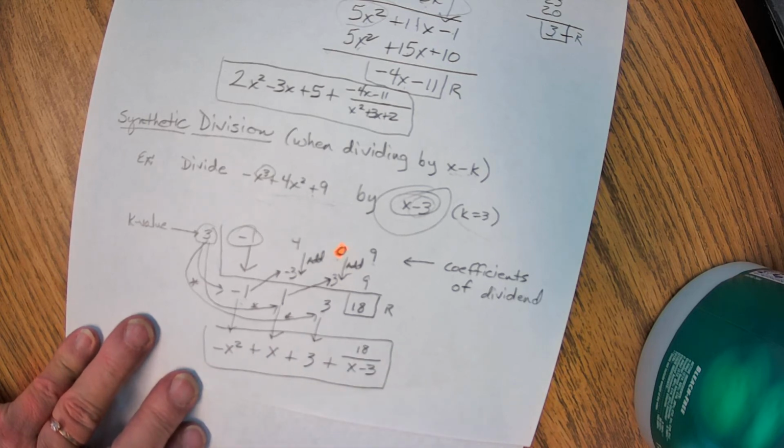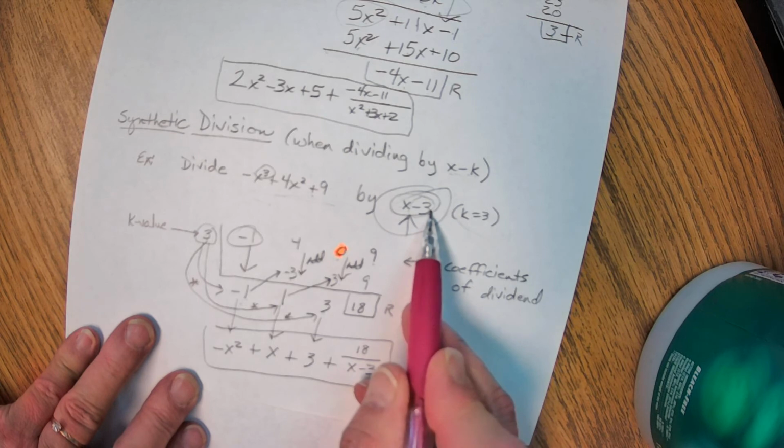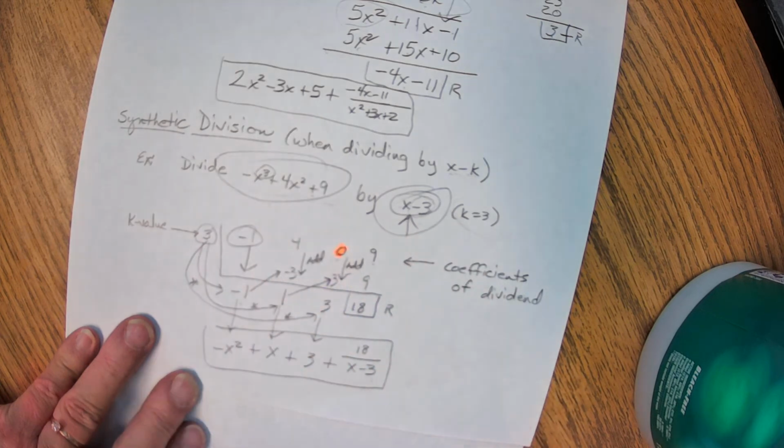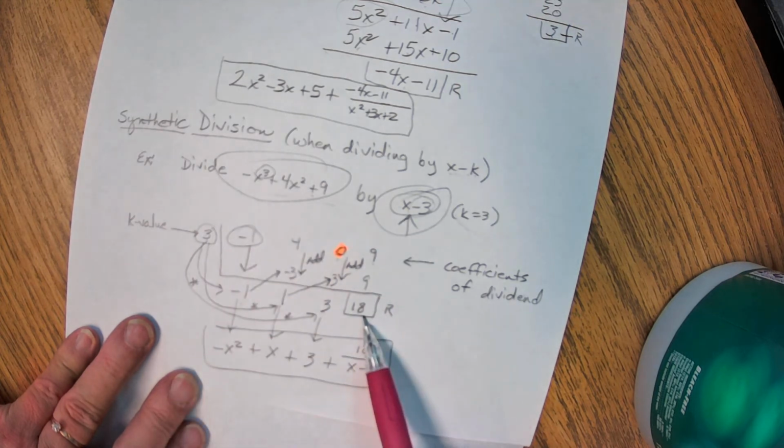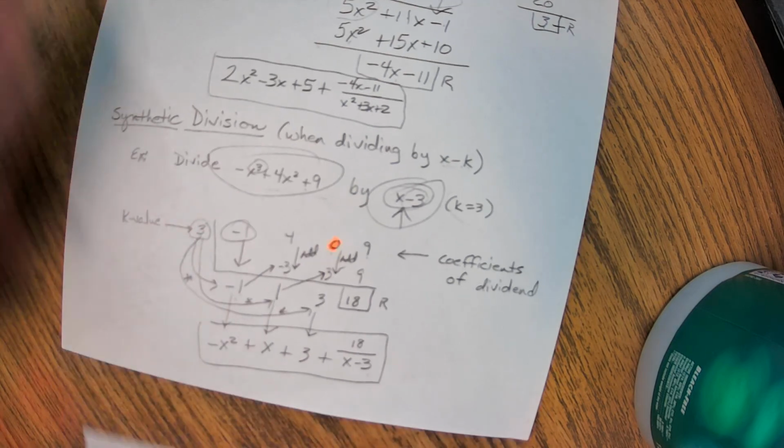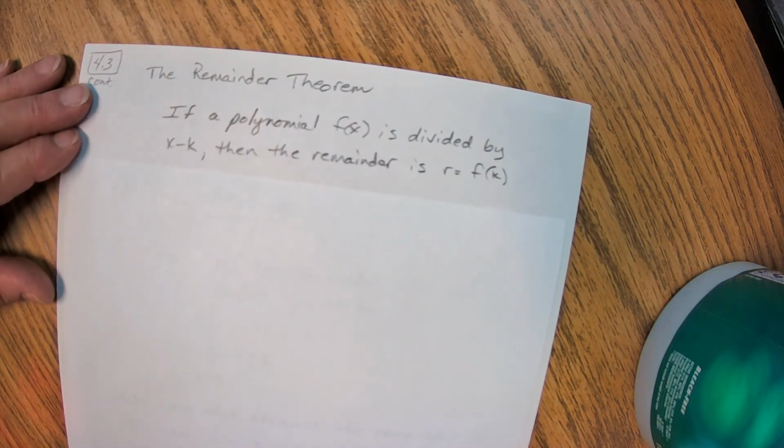Again, I want you to think about this. Because my remainder is not 0, I know that x minus 3 is not a factor of that function. If x minus 3 were a factor of this function, the remainder would be 0. All right, let's look at, well, the remainder theorem, which is what I've been talking about.